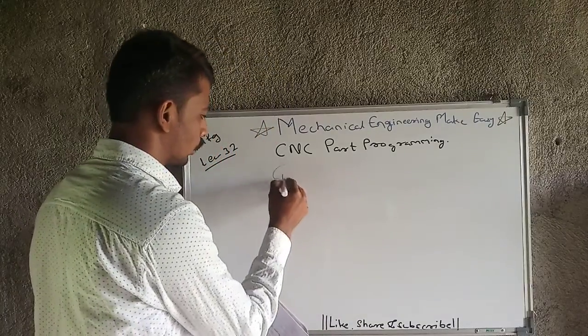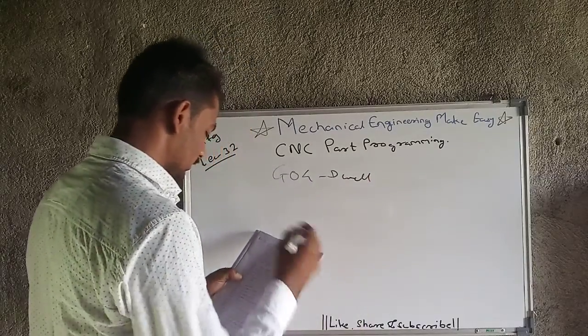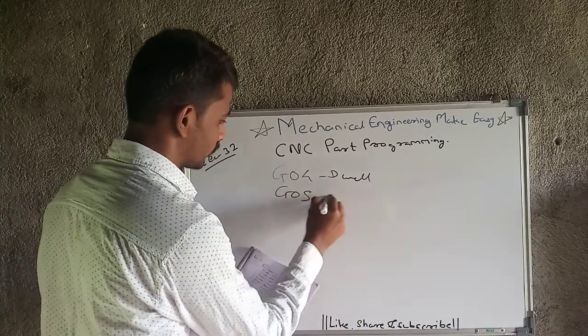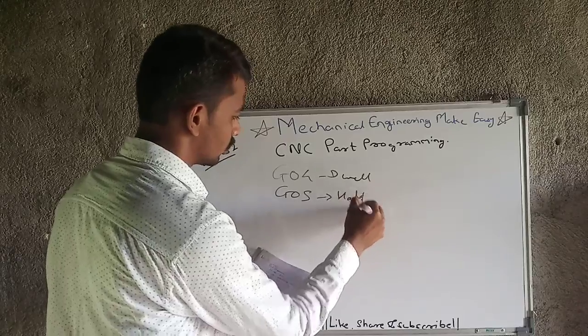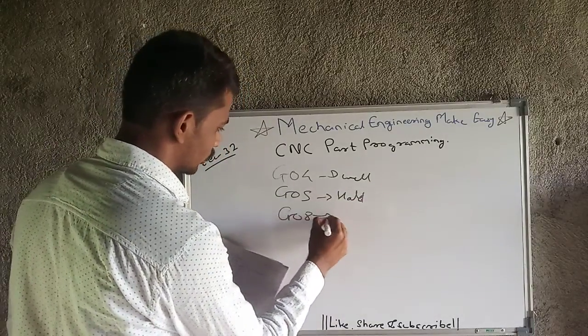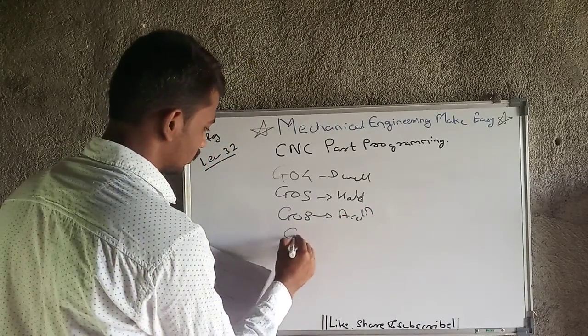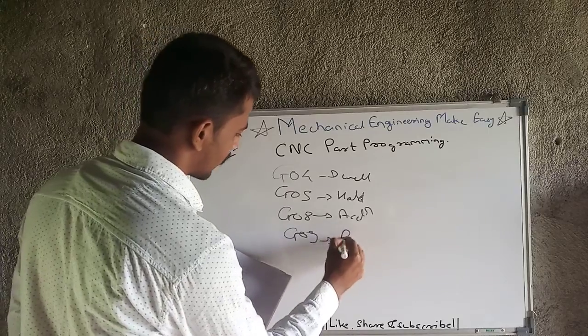Then G04 is used for dwell. Then G05 is used for hold. Then G08 is used for acceleration. Then G09 is used for retardation.